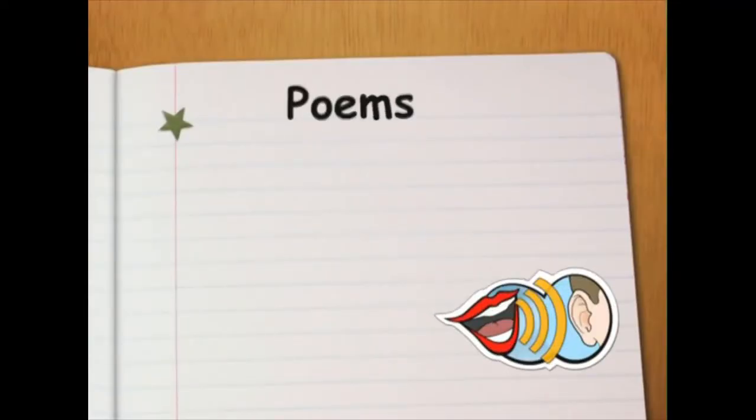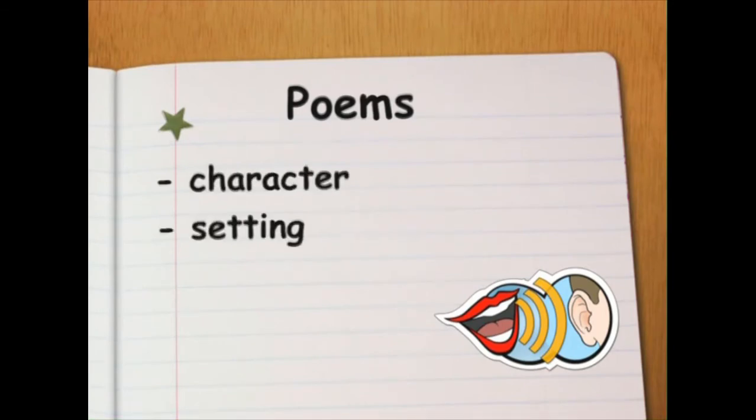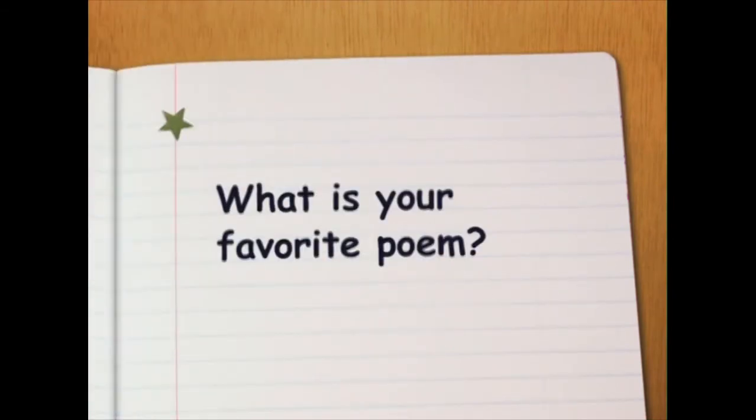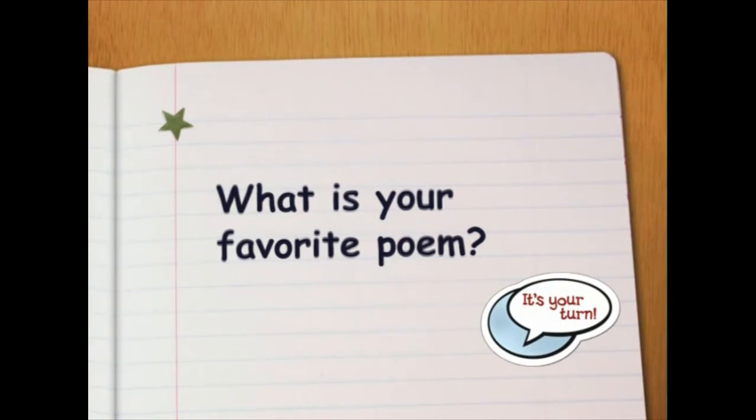Writers can write poems with rhyming words to tell stories in a fun way. A lot of poems have rhyming words at the end of each line. A poem can have a character, setting, and a plot, just like a story. What is your favorite poem? Read it again and think about who the poem is about and what is its setting.